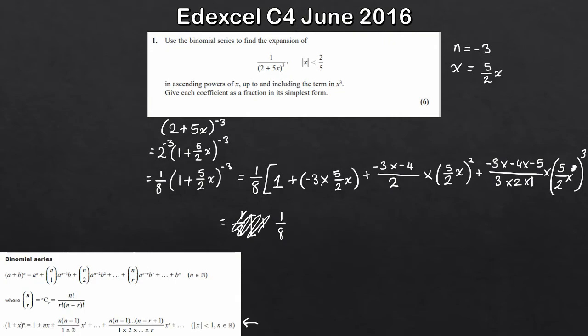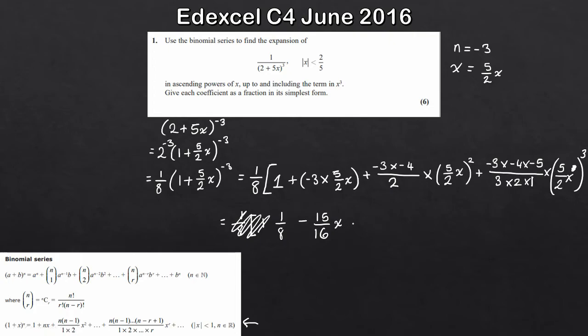We've got 15 over 2. So if you times that by 1 over 8, that would be minus 15 over 16x. So that's that x term done there. Minus 3 times minus 4, so that would be 12. We divide it by 2, so that gives us 6. We then times it by 25 over 4x squared.